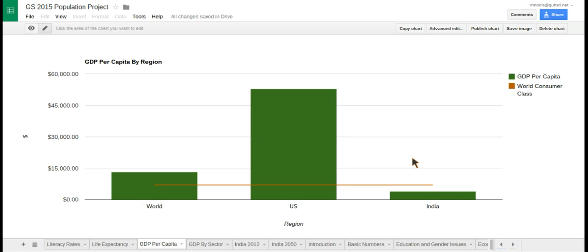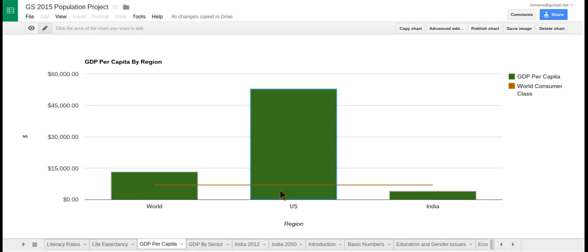The next chart I'd like to take a look at would be the GDP per capita and region chart. And what I'm going to have here is going to be two key pieces of information. I'm going to see the GDP per capita for each of my three countries, in this case, the world and the United States that everyone has, and then for my sample project, India. I'm also going to have this trend line here for the world consumer class.